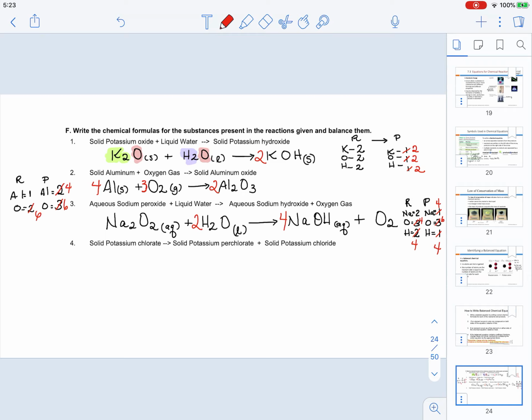Now I can ask myself, well, my hydrogens are balanced. My oxygens and my sodiums are not balanced, but they're honestly just off by a factor of 2. So if I place a 2 in front of my sodium peroxide, then my sodium, because we're multiplying 2 times the subscript 2, is going to go to 4. Okay. My oxygens, we're going to say 2 multiplied by 2, that's going to be 4. And then 2 multiplied by 1, that's going to be 6. Now my equation is balanced.